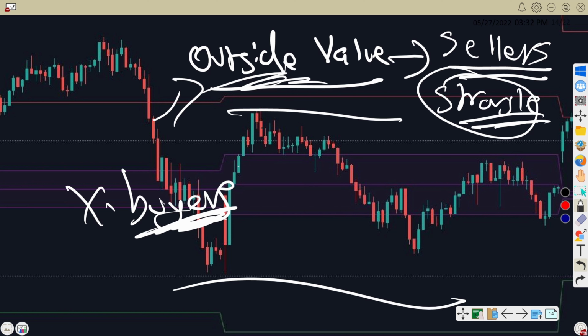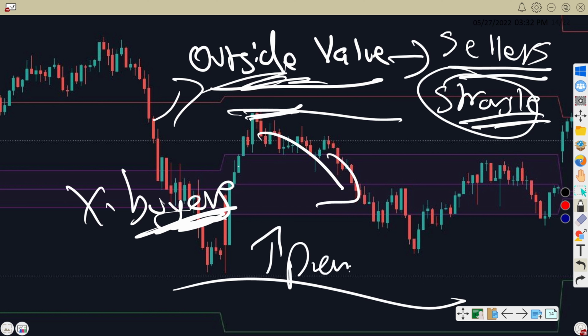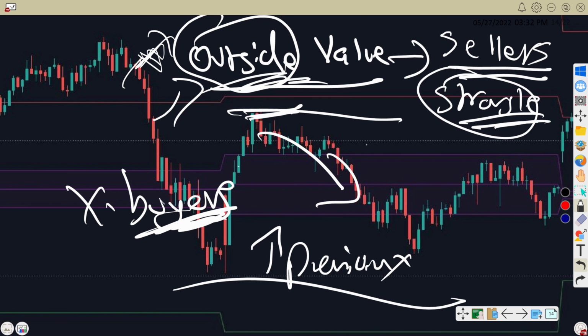Okay, but even if you short this at the high, let's say it comes down, you won't get that much premium appreciation. So outside value CPR, you need to know that just leave that day. Don't trade that day. Just leave that.